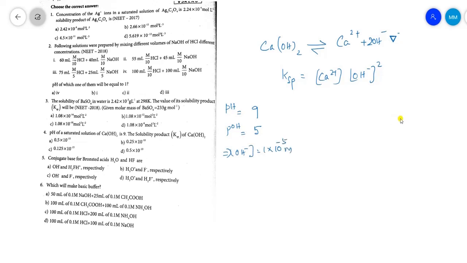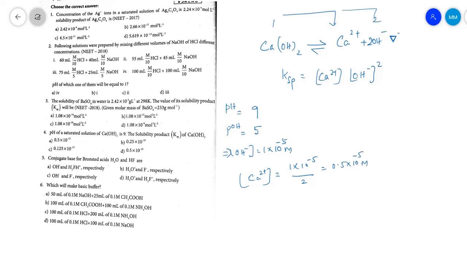From the data, the hydroxyl ion concentration is 1 into 10 to the power of minus 5. From the stoichiometric equation, when 1 mole of calcium hydroxide is dissociated, you get 1 mole of calcium ion and 2 moles of OH ion concentration. Therefore, the calcium ion concentration, that is Ca2 plus, is half the concentration of the hydroxyl ion concentration. This is equal to 0.5 into 10 to the power of minus 5 M.